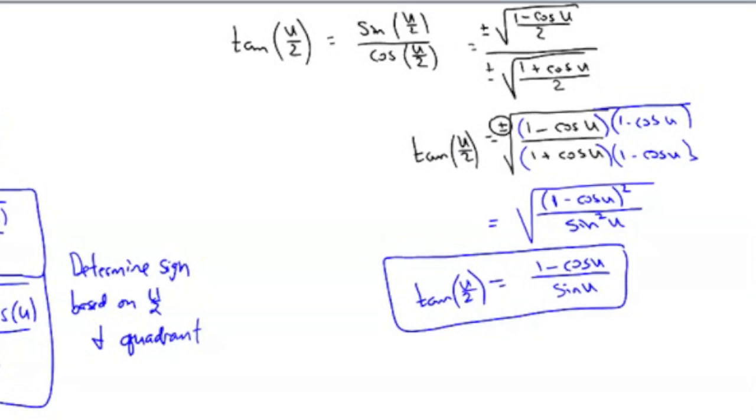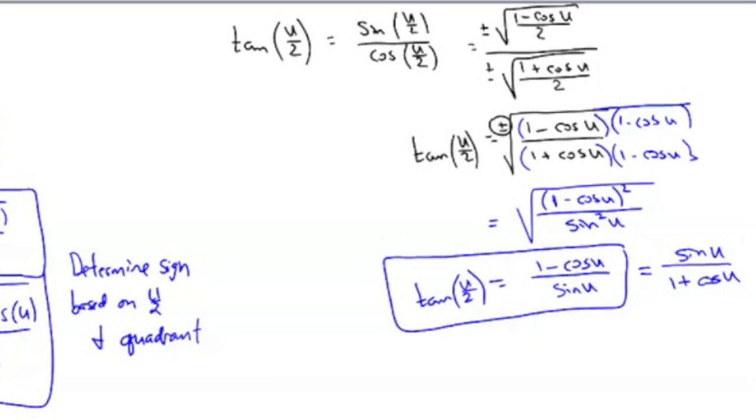By the way, this is also equal to the sine of u over 1 plus cosine of u. That's an identity we proved earlier when we were in section 1. I proved that this one was equal to that one. You can also go back and multiply top and bottom here by 1 plus cosine of u, and you get this one also.